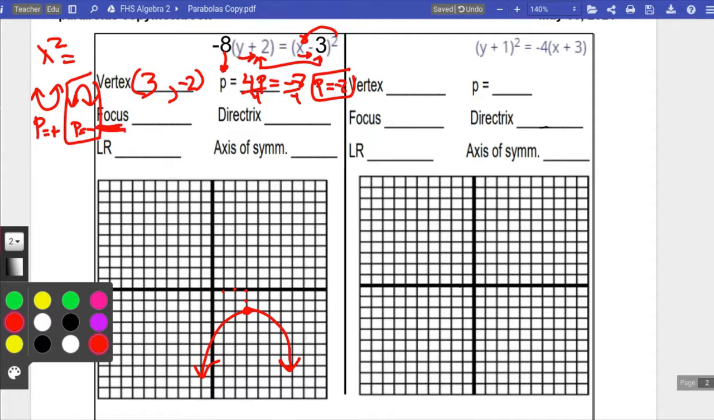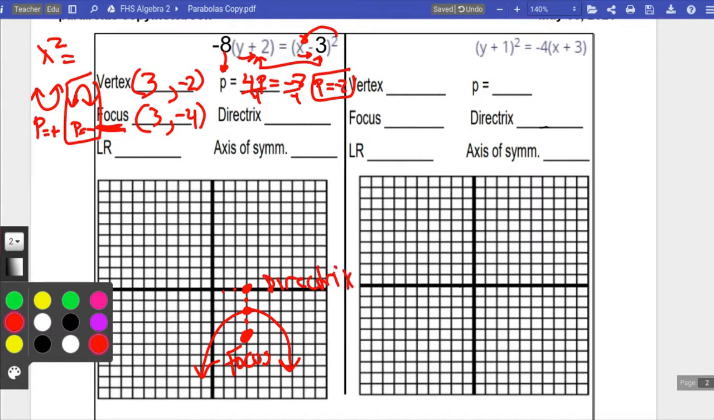To get the focus, we know the p-value is negative 2. So that means 2 going this way, 1, 2. That is your focus. Remember, the focus will always be inside the parabola. So the focus is right there. Where is that located? It's located at still 3. And then 1, 2, 3, 4, negative 4. For the directrix, you also go 2 up, 1, 2, boom, right there. That is called the directrix.